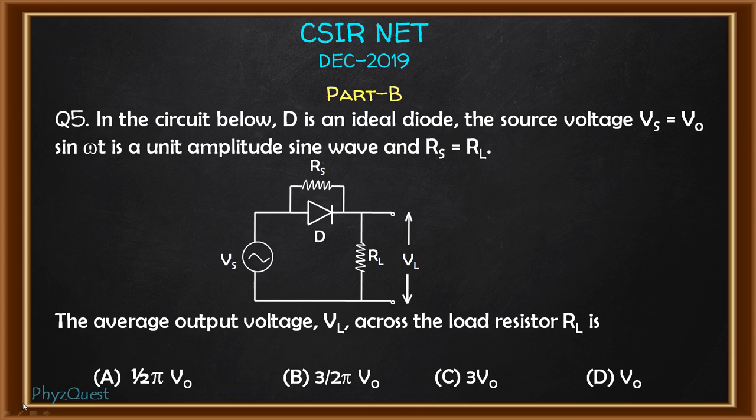Question number 5: there is a circuit given. D is an ideal diode. The source voltage Vs is equal to V0 sin omega t, a unit amplitude sine wave, and the resistance Rs is equal to RL. We need to calculate the average output voltage VL across the load resistor RL. Four options are given and we need to choose the correct option.